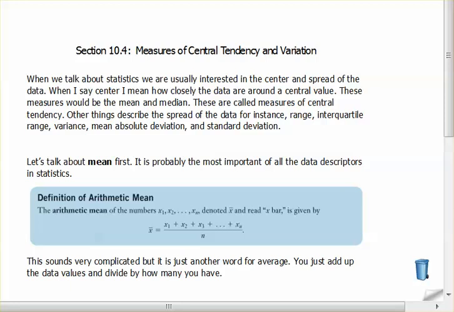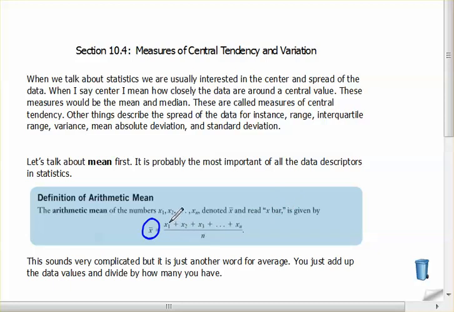Okay, first up is the mean. We talk about this first because it's probably the most important of all of the data descriptors in statistics. No matter what you do, you talk about the mean. The mean has a formal definition, and it's always denoted by an X with a bar over it. That represents the mean, and it's read as X bar.